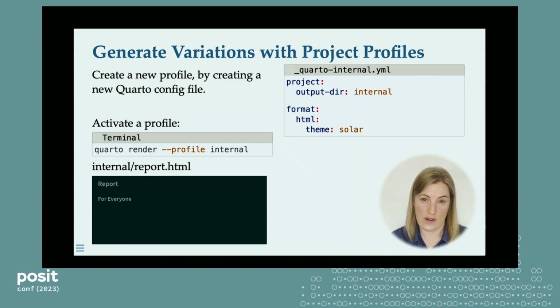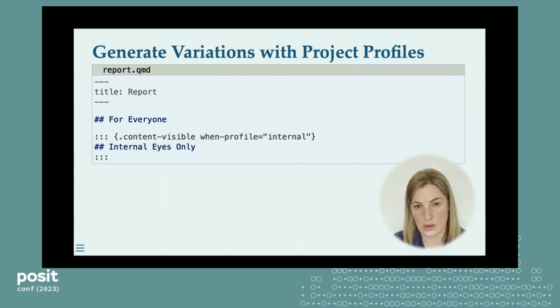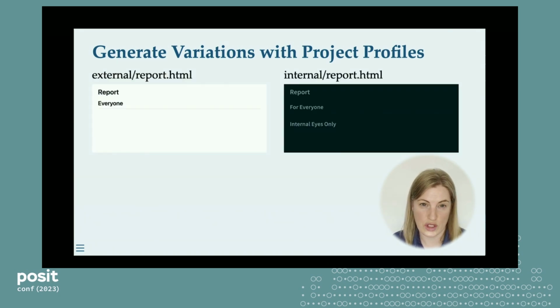In addition to having a profile apply different options, you can also use it to control content. Let's take another look at report.qmd. I'm going to add some content that I want only visible in the internal report. To have it show up only when the internal profile is activated, I can put it inside a div and add the content-visible class with the when-profile attribute set to internal. Now, if I render both with and without the internal profile activated, I get these two versions. report.html in the external folder has only one section, and report.html in the internal folder has two.